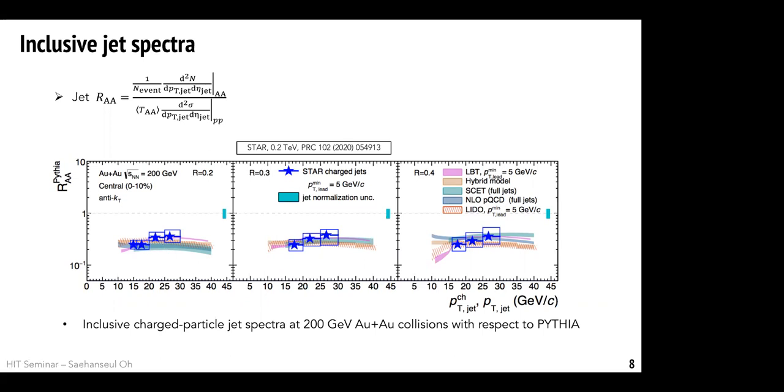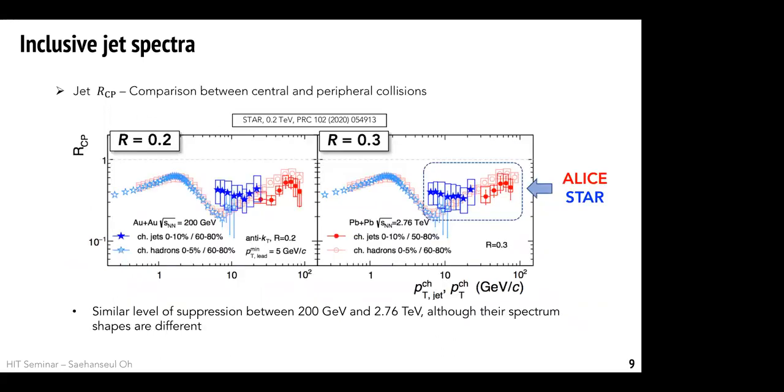But in order to have a direct comparison between RHIC energy and the LHC energies, they also showed jet RCP. Similar to jet RAA, RCP is a comparison between central and peripheral collisions. These two panels show R equal 0.2 jets, and the right panel is R equal 0.3 jets. There are blue and red in these plots. The red is from ALICE at 2.76 TeV, and the blue one is from STAR at 200 GeV.